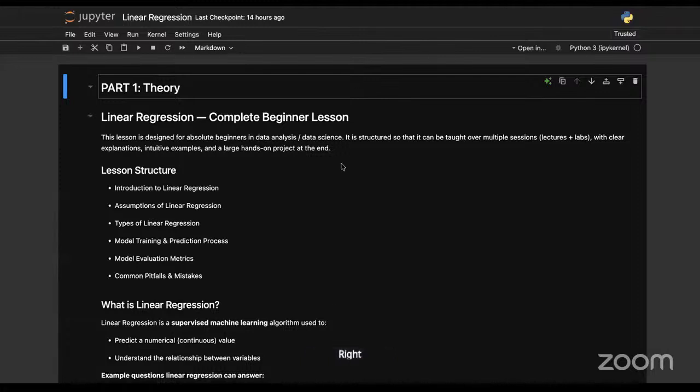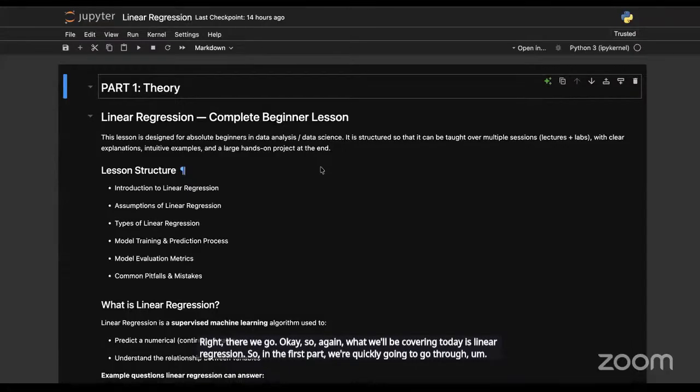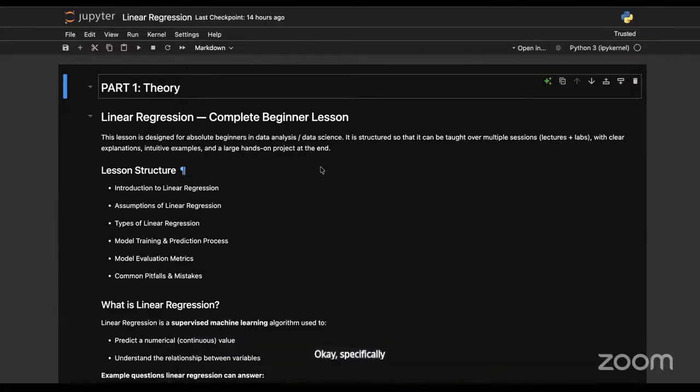Right, there we go. Okay, so again, what we'll be covering today is linear regression. In the first part, we're quickly going to go through the theoretical part and understand how regression works, specifically linear regression, because there are multiple regression models. But in this case, we will be covering simple linear regression, which has one input variable.